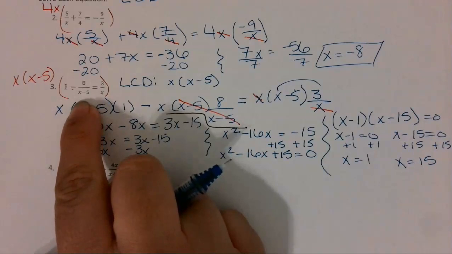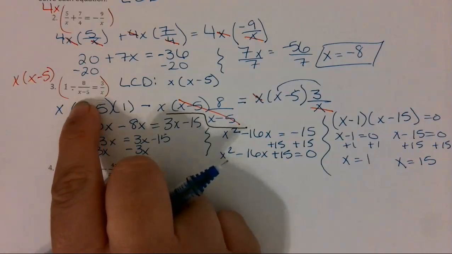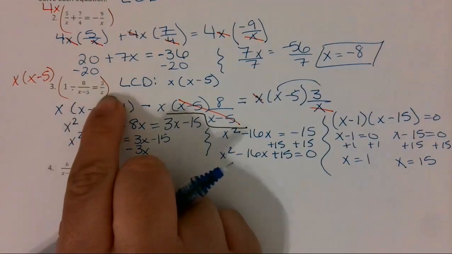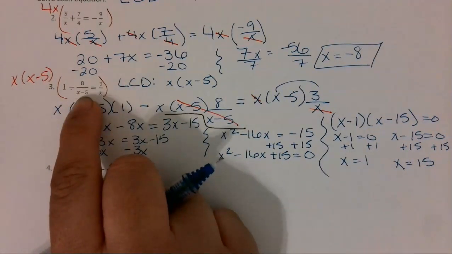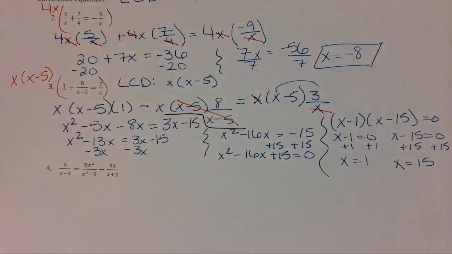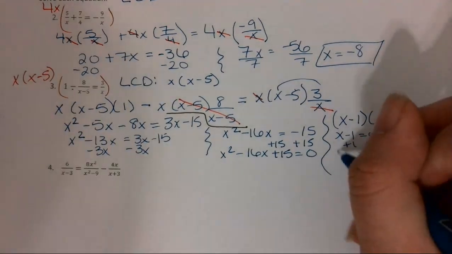If I plug in 1, 1 minus 5 gives me negative 4. And if I plug in 1 over here, it gives me 1 as well. If I plug in 15, 15 minus 5 gives me 10. So neither of those are 0, so both of these are answers.